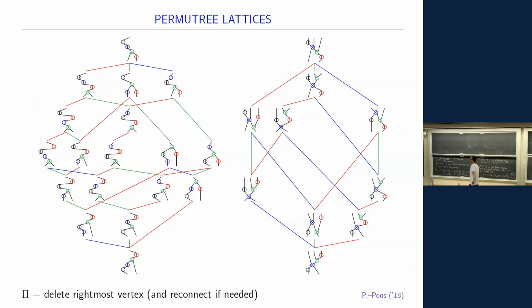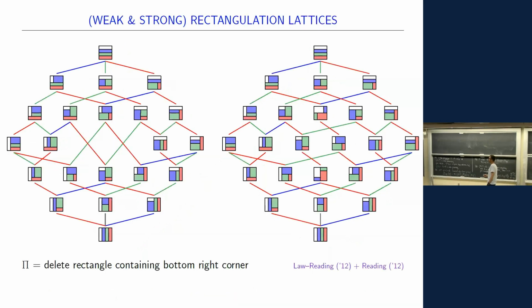Okay, next one, permutree lattices. Permutrees are a generalization of permutations and binary trees. So they are trees with local conditions around each vertex. And here you have a natural projection map, which is to delete the rightmost vertex and maybe just reconnect. If you disconnected the graph, you just reconnect it. This is exactly the same thing as what we did for the permutahedron. We deleted the last number, so it's the rightmost leaf in the corresponding permutree. And for the associahedron, we deleted the rightmost leaf, but it's the same as thinking that you delete the rightmost node. So this is also a flat ladder projection.